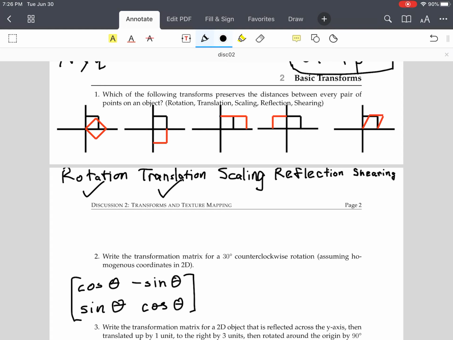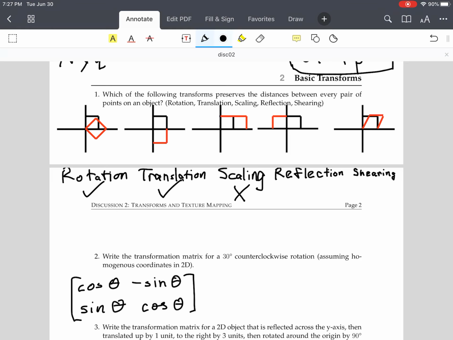Now let's look at scaling. So in this picture for scaling, we've taken this small black square, whose top is kind of covered, and replaced it with this larger red rectangle. So in this case, I think quite trivially you can see that it did not preserve the distances between every pair of points, because this side is now double the length of before. So scaling, nope.